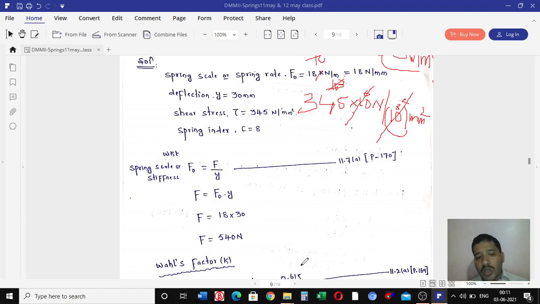If you want to find it out, you have to refer to the spring scale formula or spring rate formula. What is the formula? F0, spring rate, equal to stiffness by 1. You have to refer to this equation 11.7a, page number 170 from the Design Data Handbook by Mahadevan. So the spring scale, how much do we know very well dear? 18 Newton per millimeter. Okay, deflection is how much dear? 30. 18 into 30 should be how much dear? 540 Newton. That is the value of force.